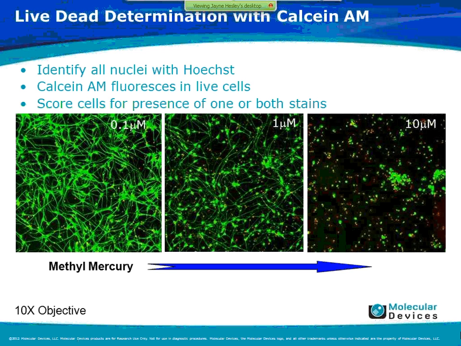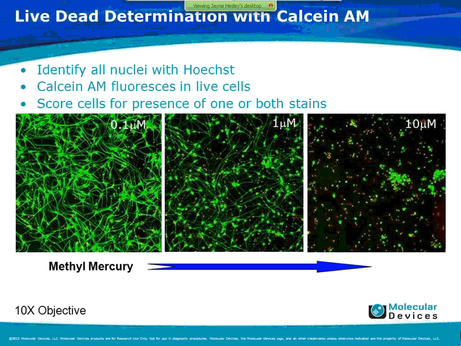We did this on live cells. So we identified all the nuclei with the HERC stain. Then the calcein AM will fluoresce only in the cells that are alive. You can score the cells based on the presence of one or both of the stains. So basically, how many of the cells are red, how many are red and green. So nuclear stained as well as live cell stained.